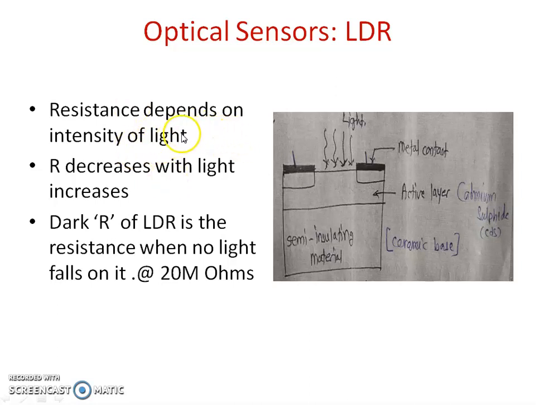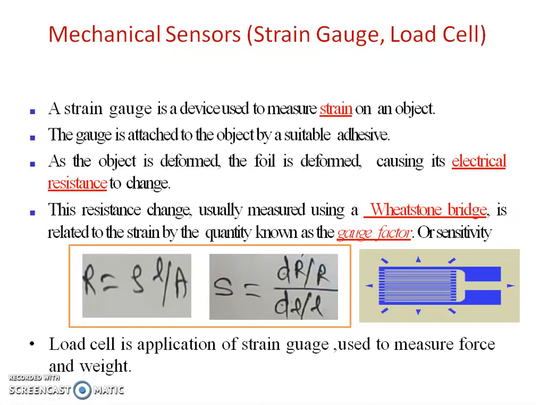Resistance depends on the intensity of light. The resistance decreases as light increases. That means they are inversely proportional: as light increases, resistance decreases. The dark resistance of an LDR is the resistance when no light falls on it. That is nothing but dark resistance. The approximate value of dark resistance is 20 mega ohms, and light resistance goes below 5 kilo ohms.